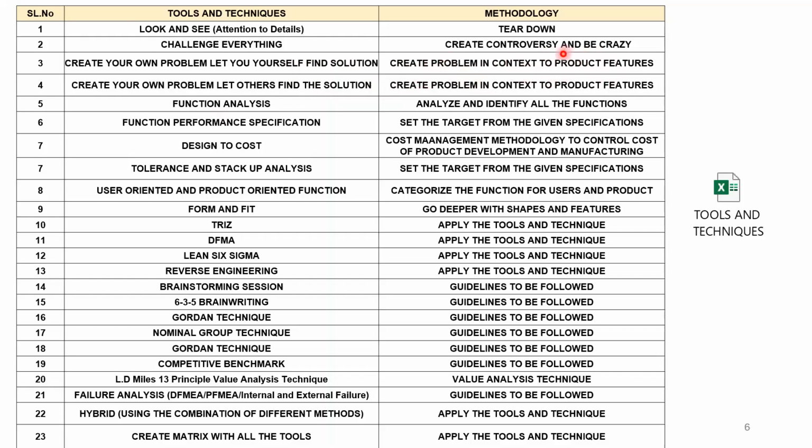Here I have taken the product as the feature, but for you it is a process. So you need to create a problem in context to the process features, and you have to create your own problem. Even if you are not able to find a problem, let others find a solution for that. That is where brainstorming and everything comes into the picture.